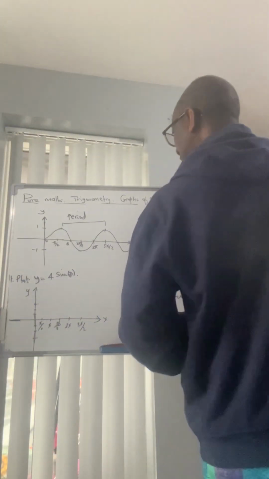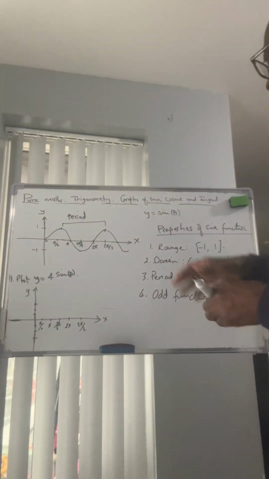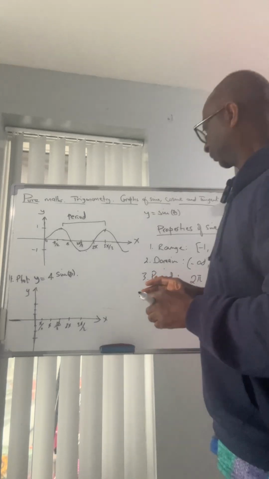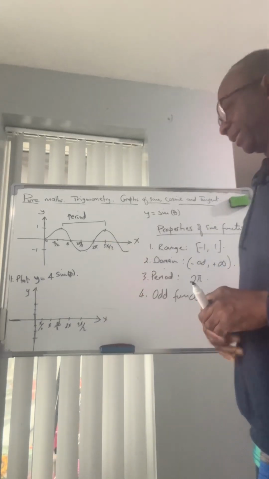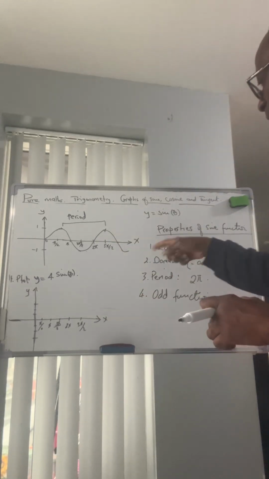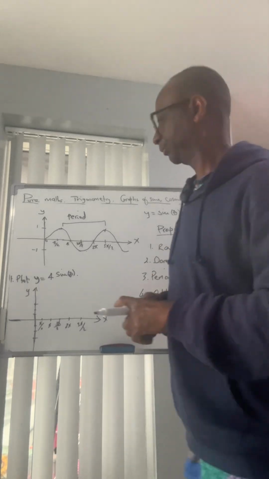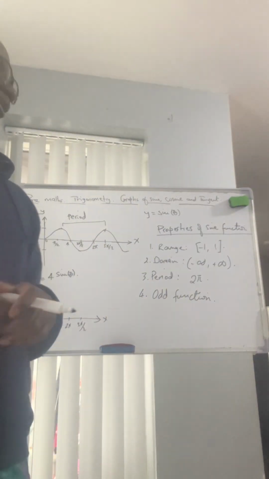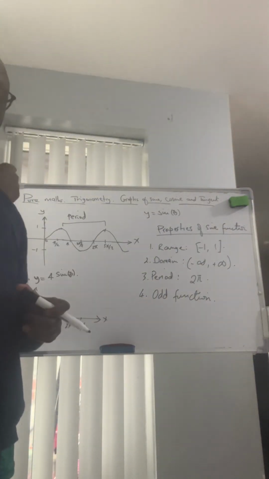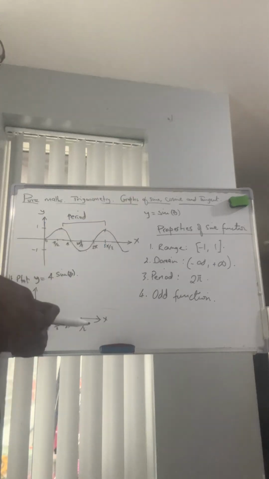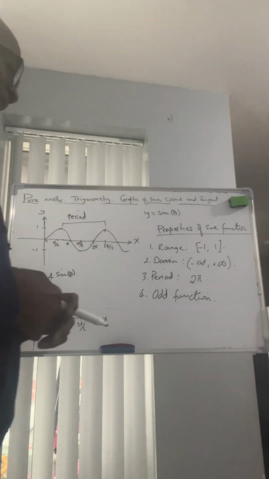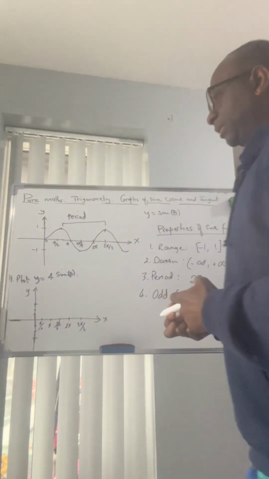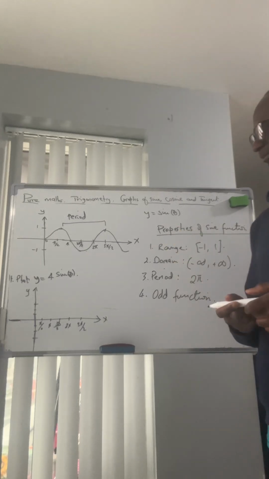We are still on trigonometry, graphs of sine. We are only doing graphs of sine for now. Later on we'll move over to graphs of cosine function, and then the tangent function. On this topic, this is our second lesson.